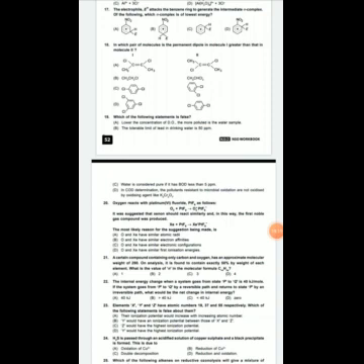Oxygen reacts with platinum hexafluoride, PtF6, as follows: O2 plus PtF6 gives O2+ PtF6-. It was suggested that xenon should react similarly, and in this way the first noble gas compound was produced. So we need to know that xenon reacts similarly to oxygen.